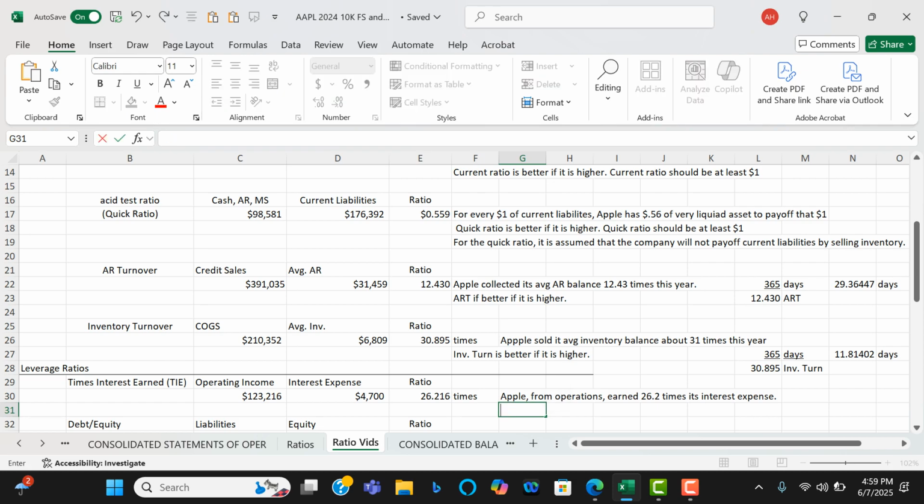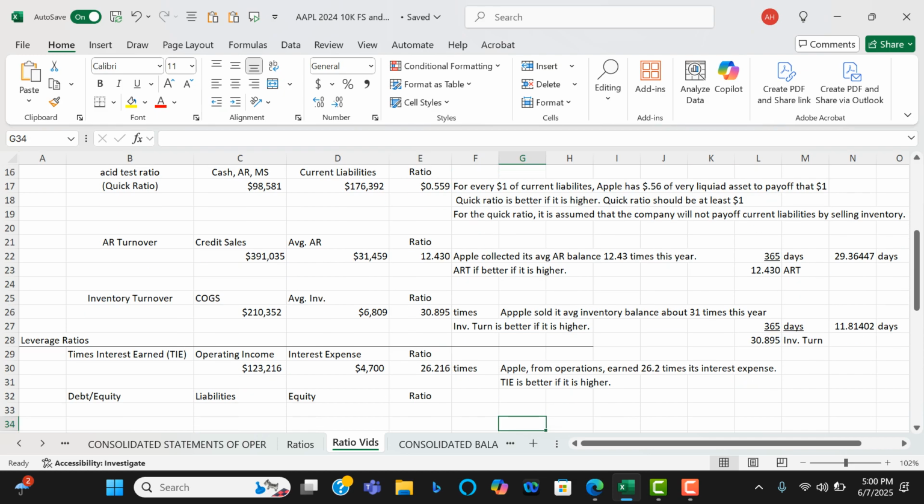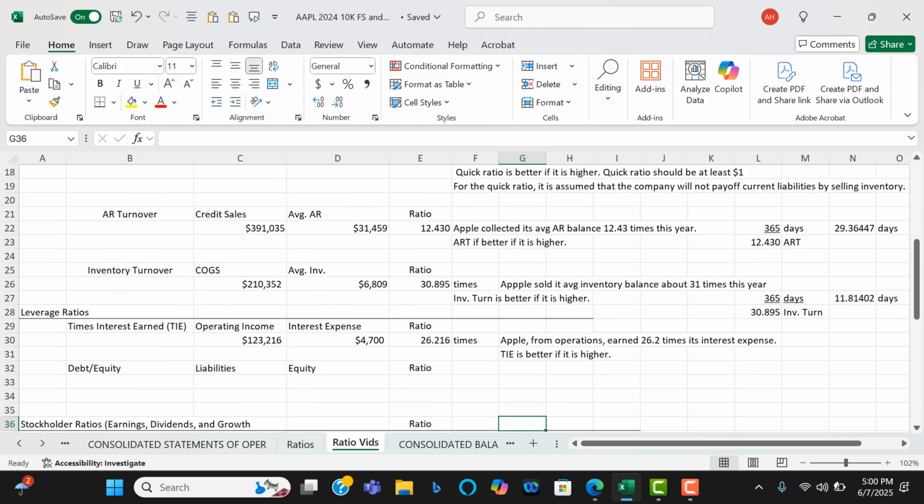Obviously, if you're wanting to lend this company money, TIE, times interest earned, is better if it's higher. The higher the better. So obviously you would want a company earning 26 times rather than 5 times, because once you get to the point where you're not making enough to pay your interest, you're probably not going to last much longer. Okay.